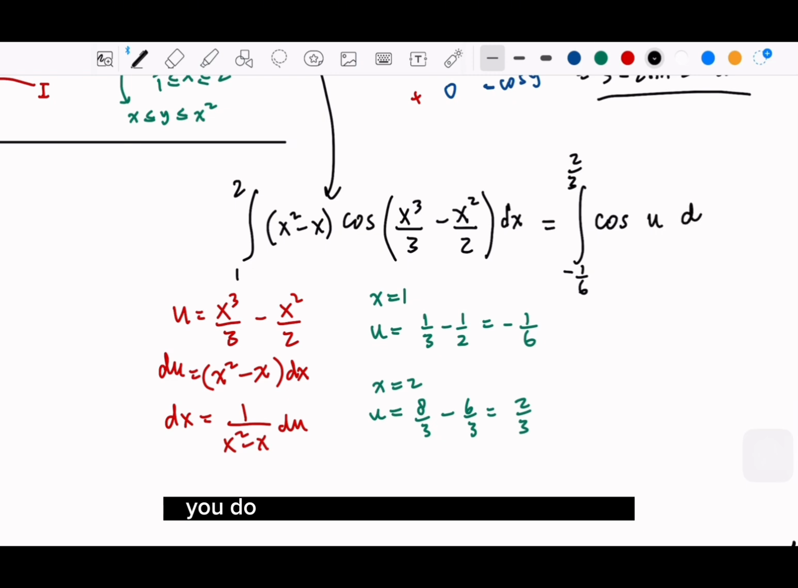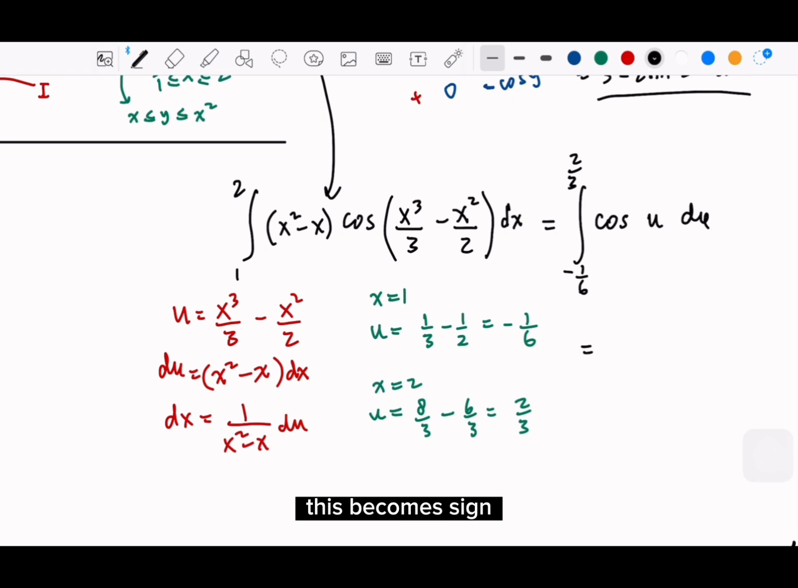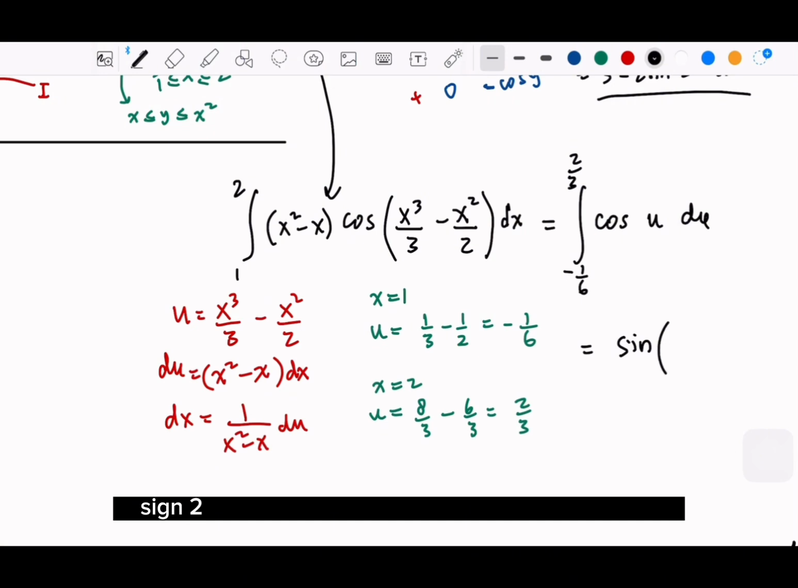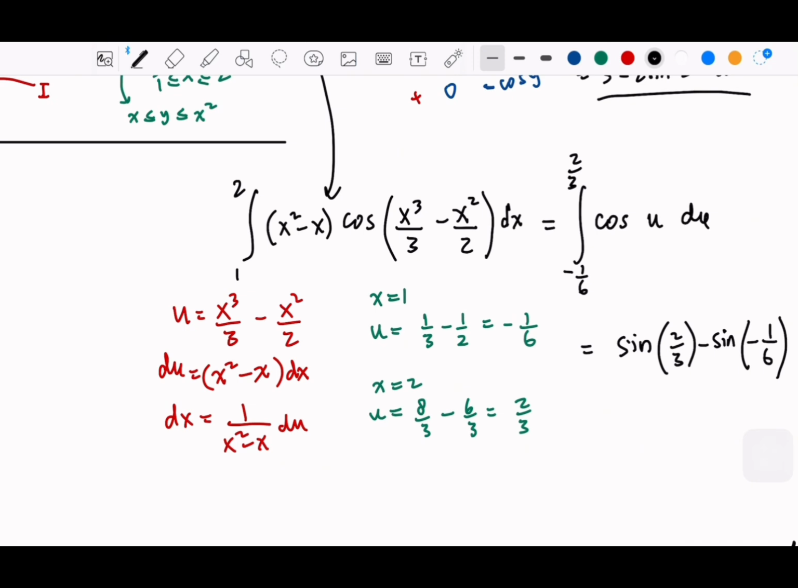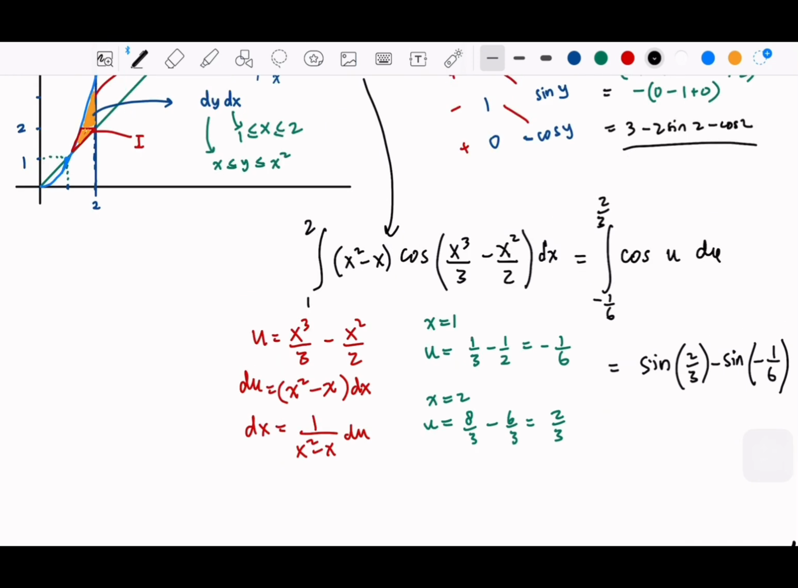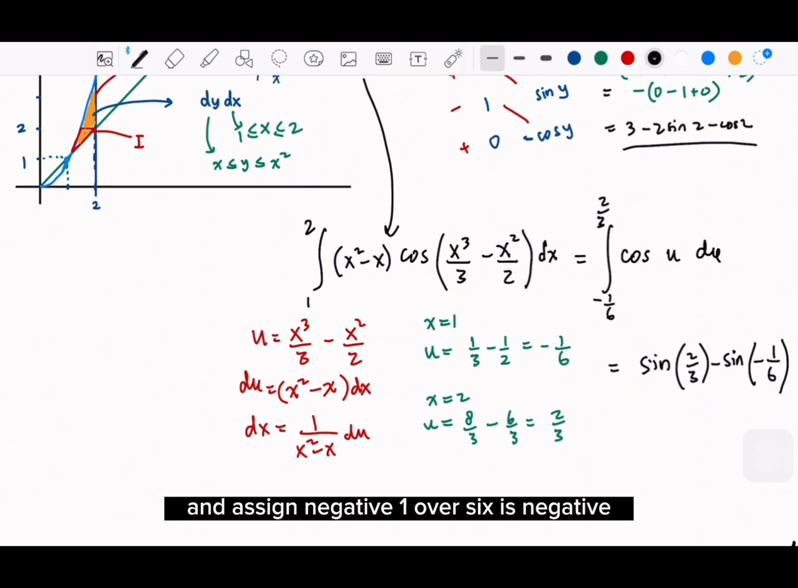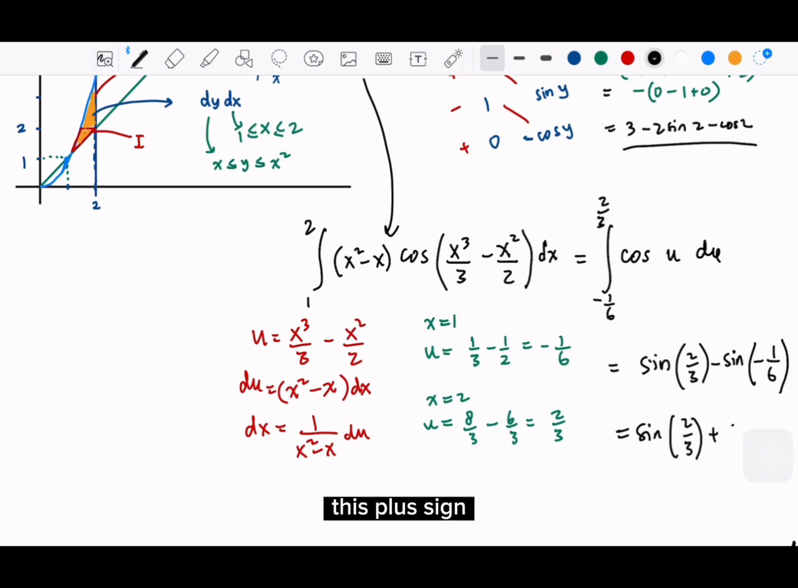u du. And then simply we can evaluate this, it becomes sine 2 over 3 minus sine negative 1 over 6. And the sine of negative 1 over 6 is negative, or we can just write this as plus sine 1 over 6, right? Both are correct.